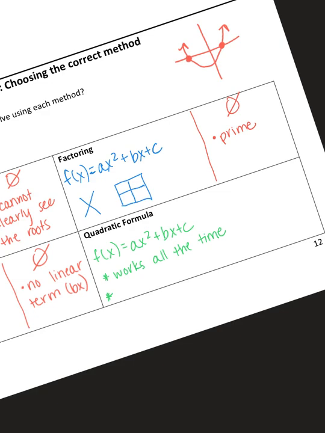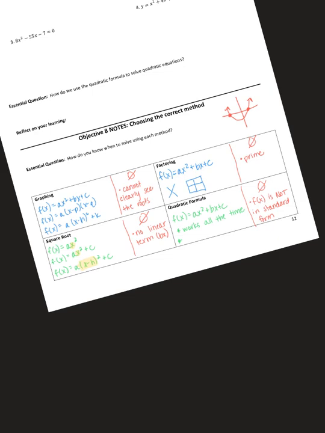When it doesn't work is when it is not in standard form. Okay, so it doesn't work when the function is not in standard form. Okay, and then my other warning would be that we probably see more errors from the quadratic formula when you are simplifying order of operations than we do in any of the other methods. So just be cautious when you are doing that.